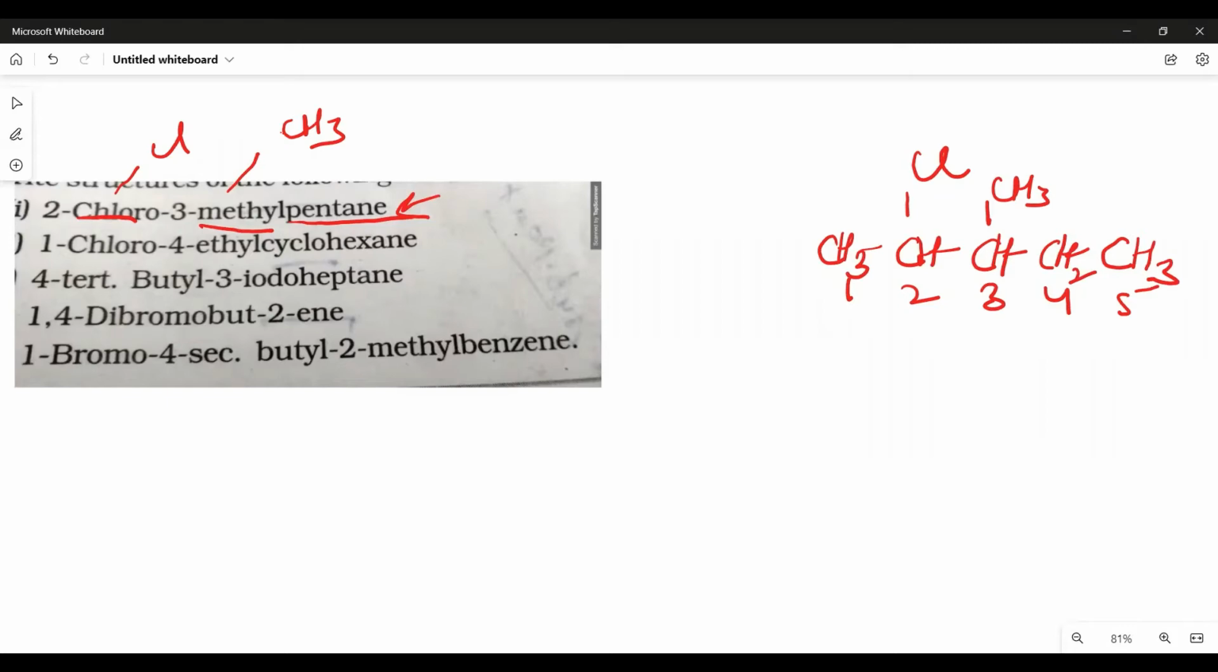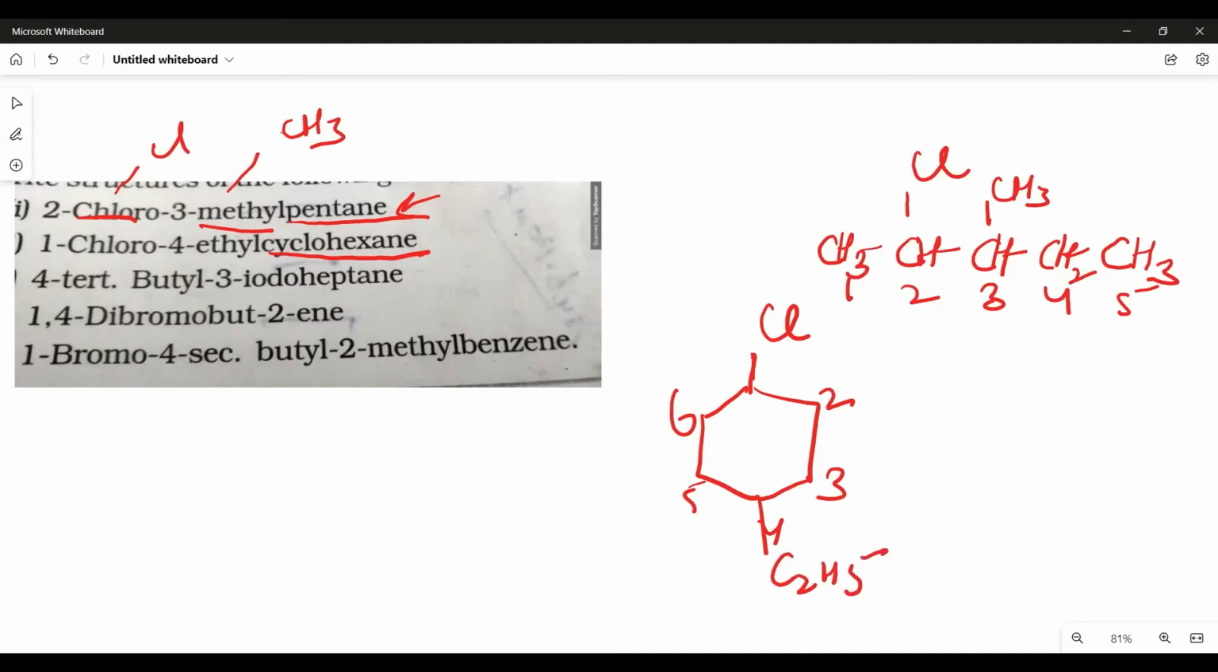1-chloro-4-ethylcyclohexane. So what is cyclohexane? This is cyclohexane. Again you can write down the numbering from either side, from anywhere. The first position is occupied by the chloro and the fourth position is occupied by the ethyl. So this is the structural formula of this particular compound, 1-chloro-4-ethylcyclohexane.